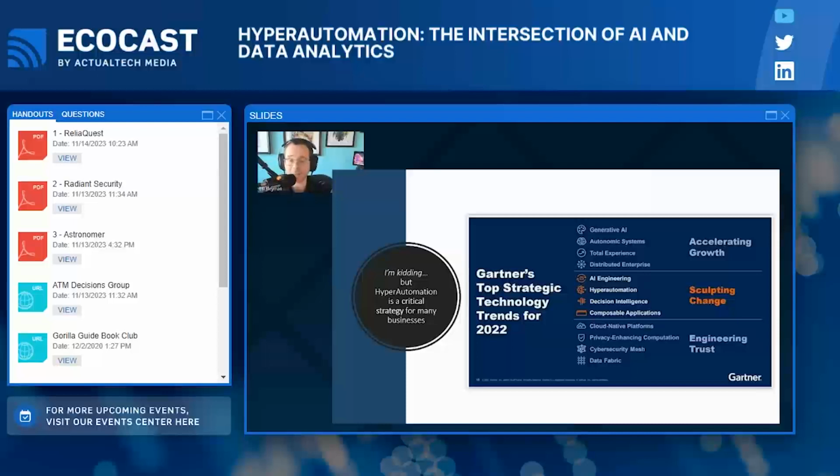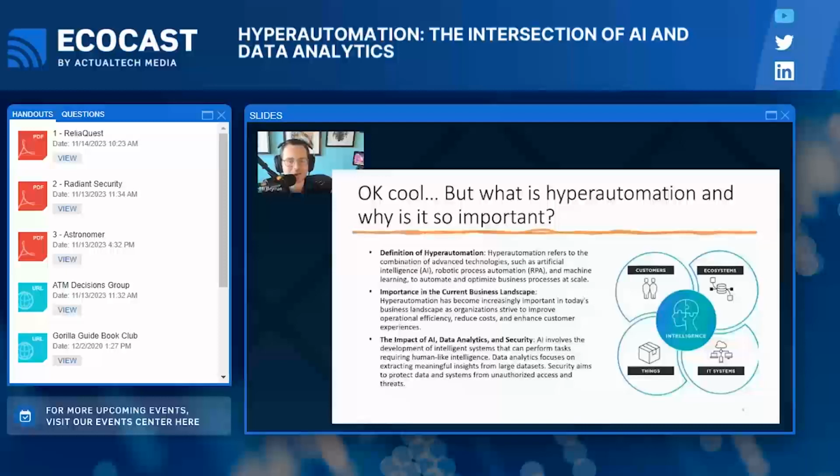So as I promised you, I do have a definition for it, so I do want to make sure we cover that here a little bit. When we look at hyperautomation, there's a really good high level viewpoint of this. And we're going to talk about how it impacts our current landscape, and obviously, with the title of this EcoCast, what it does with AI, data analytics, and security as well. So hyperautomation at the highest level possible refers to a combination of advanced technology such as artificial intelligence, RPA, robotic process automation, even machine learning to automate and optimize business processes at scale.